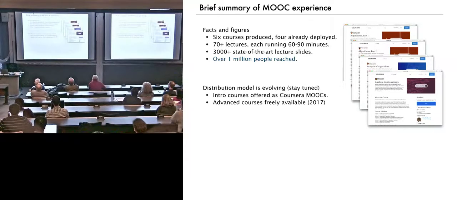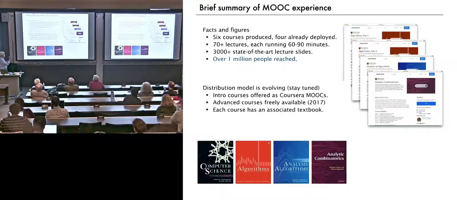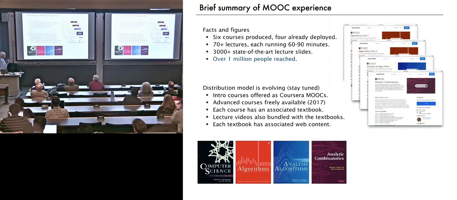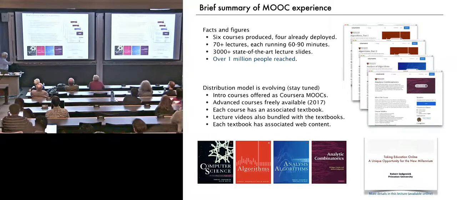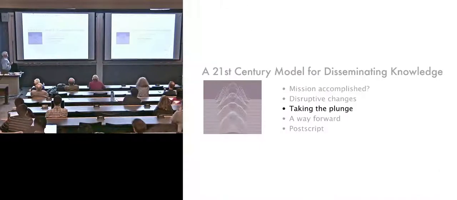The advanced courses are now freely available. You can just Google search for analytic combinatorics and you can take a course on it. We have an associated textbook for each one, and I'll be talking more about this a little bit later, with the lecture videos and also associated web content. I have a whole talk that describes the details of the MOOC thing, but like I said, I want to take it in a slightly different direction now.